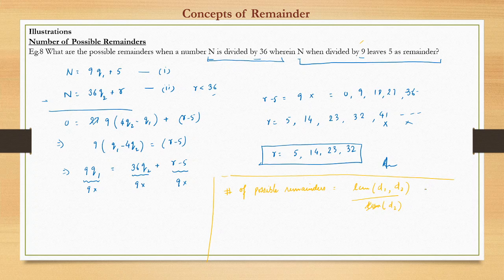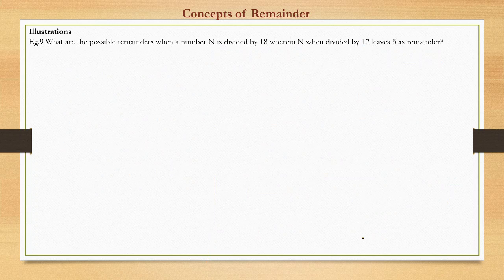So here what is the LCM of 9 comma 36? 36. And what is the lower of 9 comma 36? 9. So the number of possible solutions would be 4. And what are those? 5, 14, 23, 32. So this is the way we solve the question. So the number of remainders possible is 4, right? So this was a fairly easy question. Now we'll see a bit advanced questions on the same.